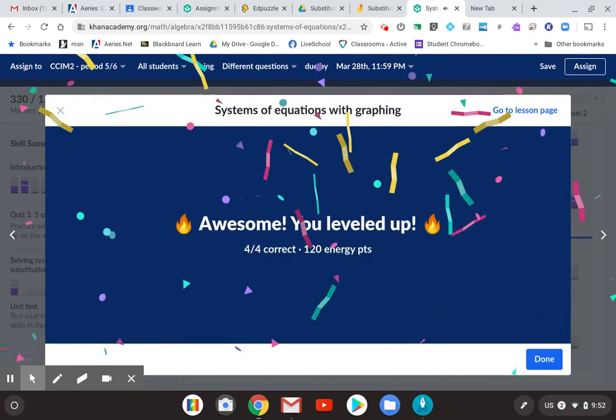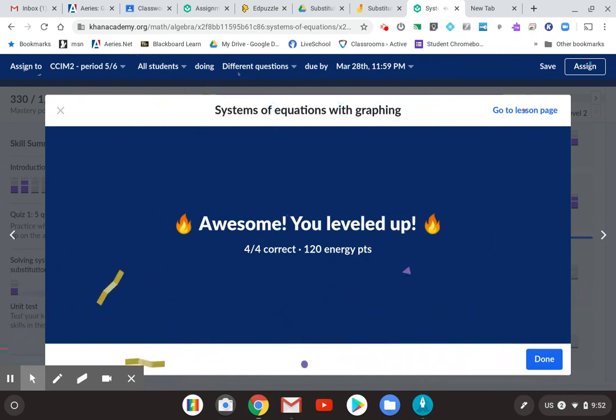Remember, you want at least 75%. So that means you want to get 3 out of the 4 right. And that's how you do Khan Academy for graphing systems. Hopefully that helped you guys.